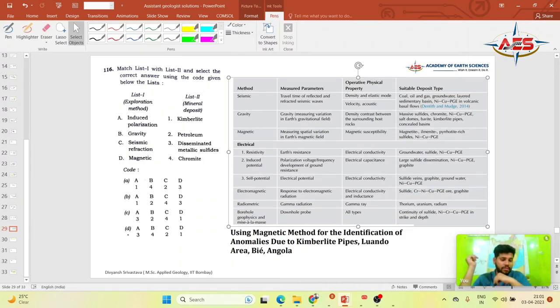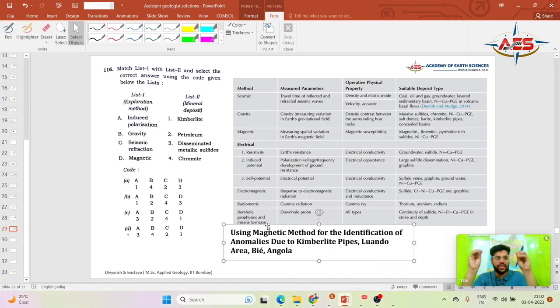But I will tell you, if you see the assemblage of the kimberlites, it contains some iron-bearing phases that will show this magnetic characteristic, because magnetic susceptibility is taken into account for that. I searched the net to confirm this, and I found a paper where they have mentioned using magnetic methods for the identification of anomalies due to kimberlite pipes in some locality in Angola. So there are research papers where people have used magnetic surveys for the exploration of kimberlites, which primarily host diamonds. Diamond is not magnetic, it doesn't show the magnetic character.